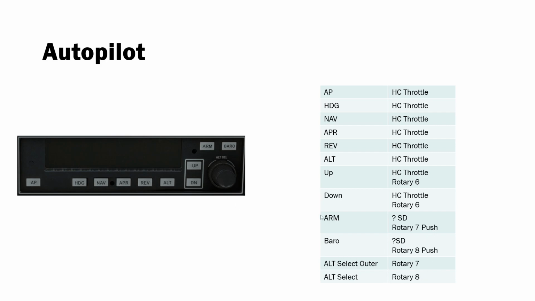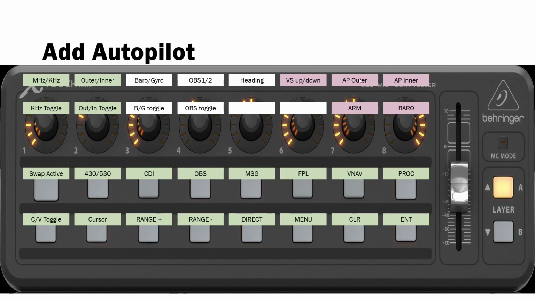So there are a few bits and pieces here that need to go on here, and again we're in layer A, so we have the vertical speed up and down here, the autopilot outer and inner, which I've got on separate rotaries, and pressing here will try to simulate the arm and the barometer. So we've pretty much filled up layer A now with the 430 and the 530, what's on the cockpit itself, and here with the autopilot, and with using that with the functions that are actually on the throttle quadrant, we're pretty much there with that.